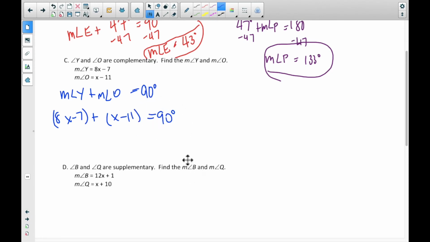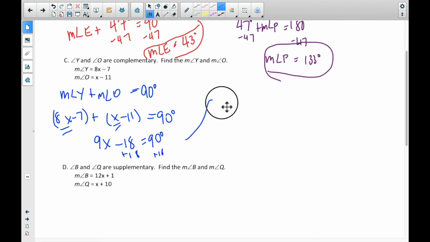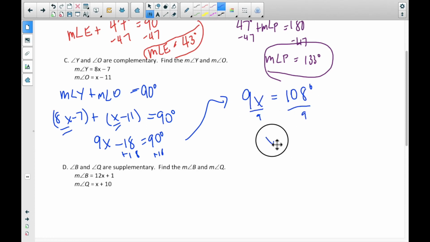So now I have to solve this equation. I have some like terms that I need to add together. That's a 9x, and a negative 7 and a negative 11 is negative 18. So I'm going to add 18 to both sides. And I'm running out of space, so I'm going to come over here. So I get 9x is 108. I'm going to divide by 9. I'm going to use my calculator. And I get x equals 12.